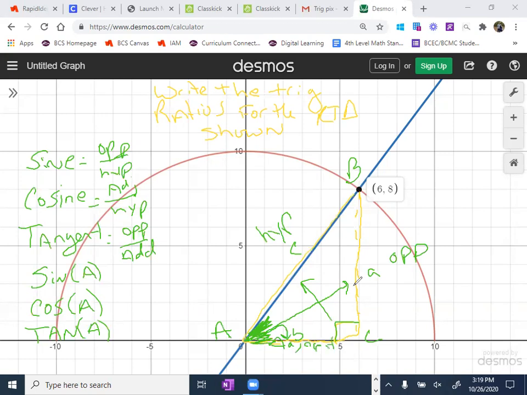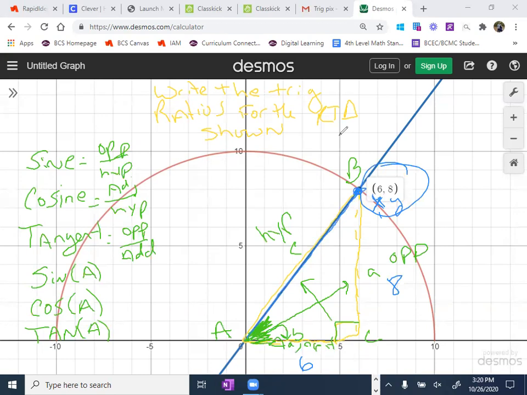Okay, so let's go ahead and label some things that we do know about this triangle. So the first thing we're given is this (6, 8). Remember, 6 is in the x position, 8 is in the y position. So that tells us that we've gone over 6, we've gone up 8 in order to get to this point right up here that is at the end of the hypotenuse.